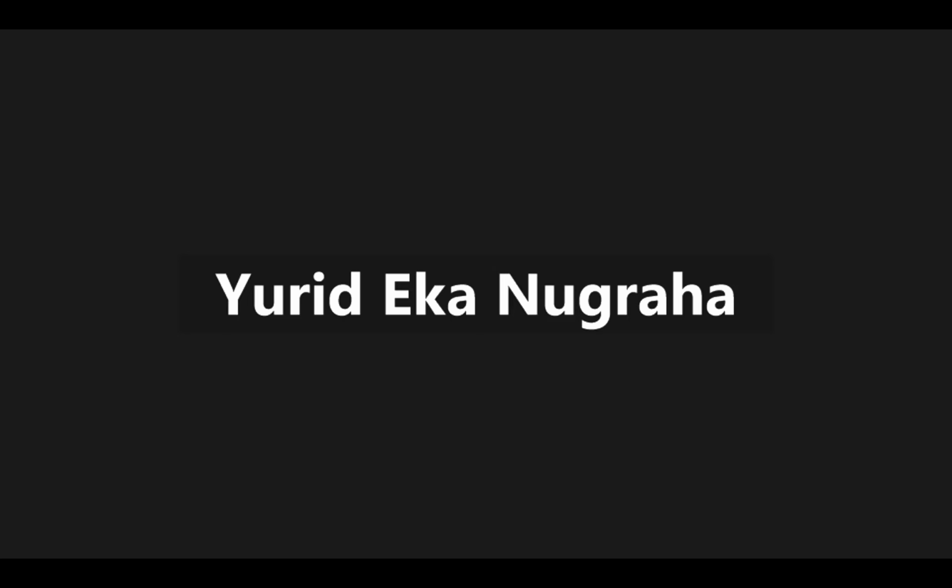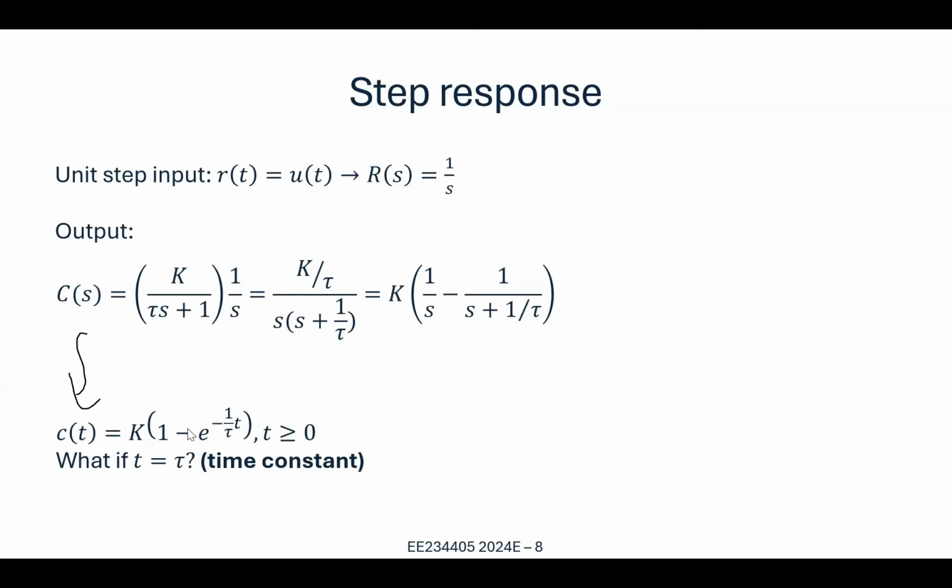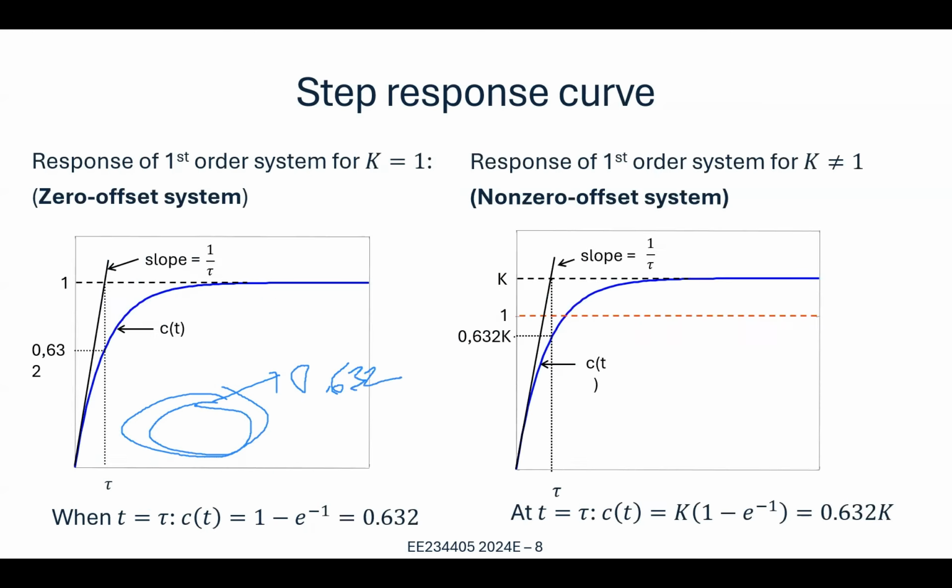Okay. So now we go back to this, and at time t equals tau, this part here would be 0.632, multiplied by k. That's the value that will be important. Actually, it's shown here. So the curve will look like this.